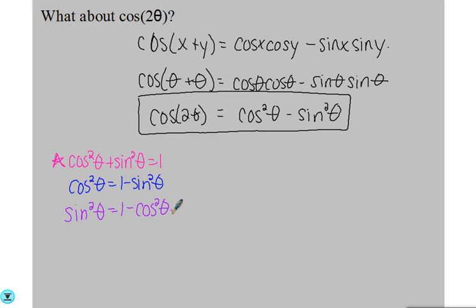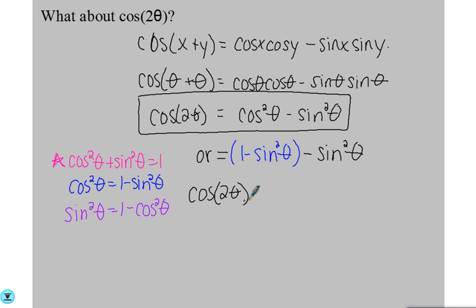So if I plug in for cosine squared here, I know cosine squared is equal to 1 minus sine squared of theta. And then I'm going to subtract the sine squared of theta that was from my original formula. So that's going to give me, I have 1 minus sine squared is minus 2 sine squared of theta. So that's another variation we could use.